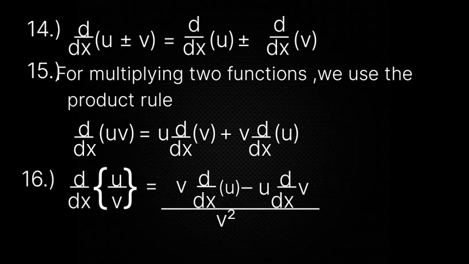For dividing functions, we apply the quotient rule, which states that the derivative is the bottom function times the derivative of the top, minus the top function times the derivative of the bottom, all completely divided by the bottom function squared. Learning these basic building blocks thoroughly will make solving even the most advanced calculus problems look incredibly easy.